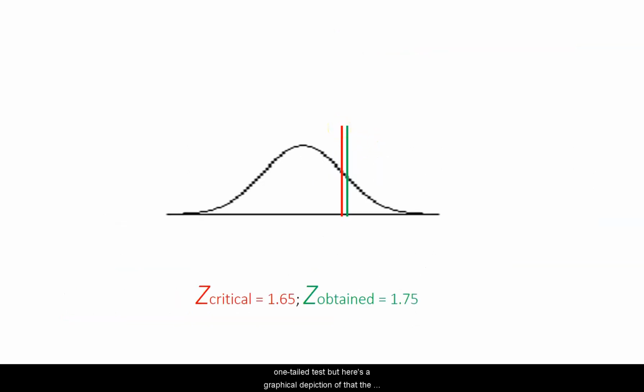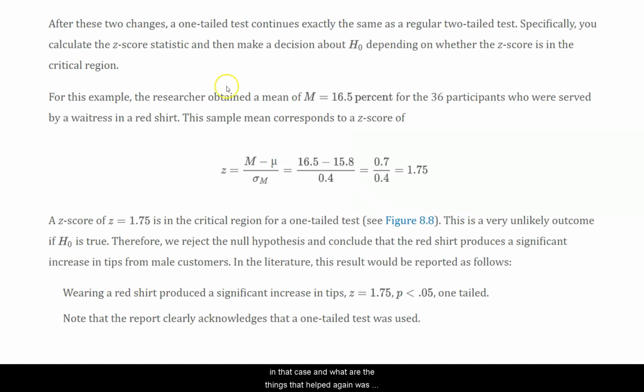But here's a graphical depiction of that. The critical value is 1.65. The obtained was 1.75. No decision. Bang, you're done. You don't have to think it through. So we would be rejecting the null hypothesis in that case. Now, one of the things that helped, again, was the 36 participants. That wasn't irrelevant. It made a nice low standard error.